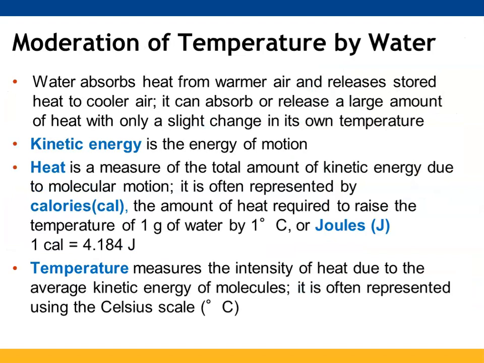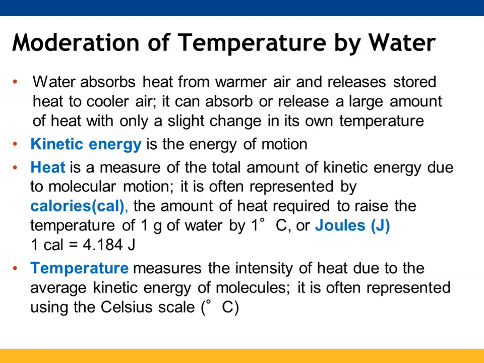So the next property we're going to talk about is how water is able to moderate temperatures. Water will take in heat from warmer air and it'll release heat to cooler air. And it's able to do that without really changing temperature drastically. We talked about potential energy in chapter 2. Kinetic energy is going to be your motion energy, and that's going to kind of correspond to heat. Heat is the amount of kinetic energy due to the motion of your particular molecules, and we typically will represent this in either calories or joules. And if we are talking about it in terms of calories, 1 is equal to 4.184 joules.